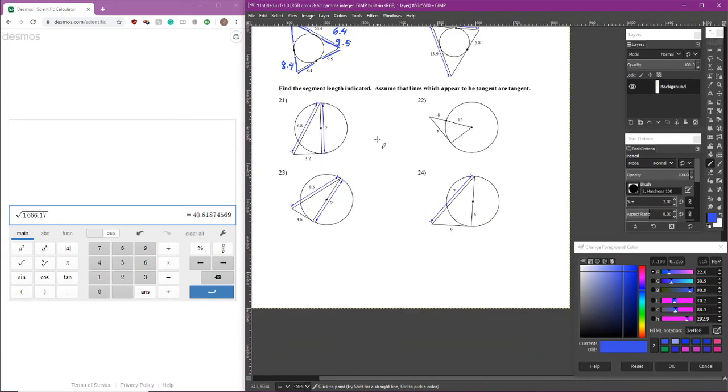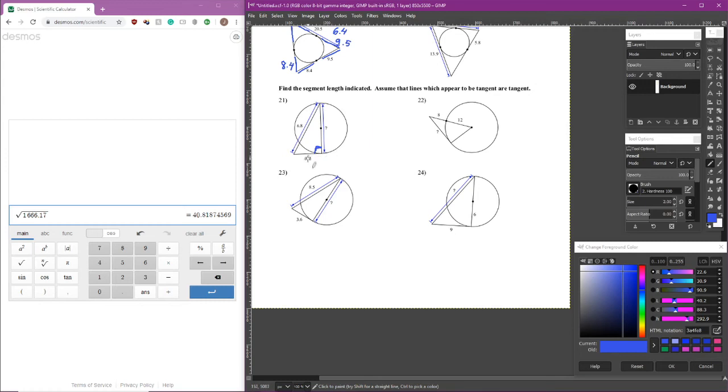The section starting number 21 says, find the segment length indicated. Assume that the lines which appear to be tangent are tangent. One of the things that we know about a tangent and where it connects to the diameter is that they always make right angles. So here's a right angle. And that means whenever we have a right triangle, we can use Pythagorean theorem.